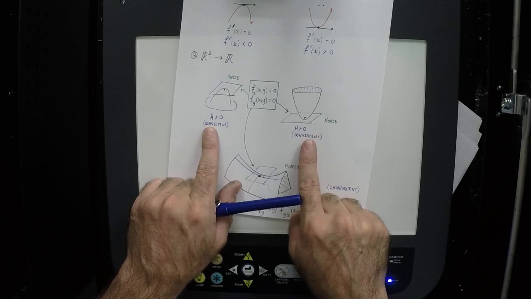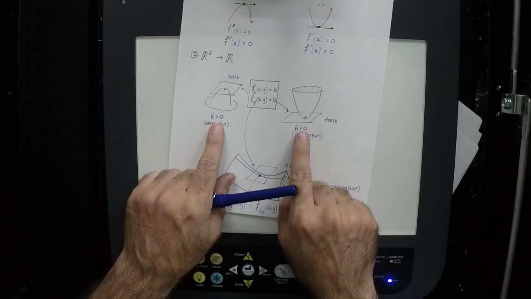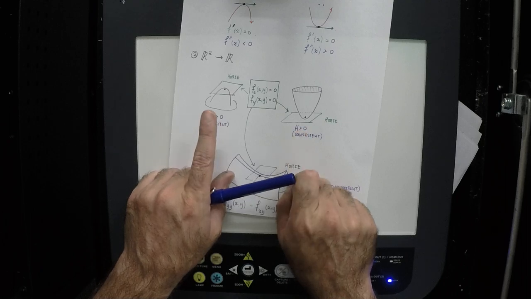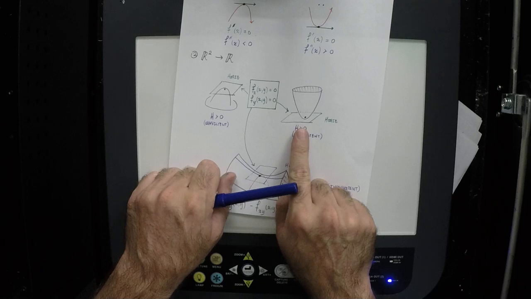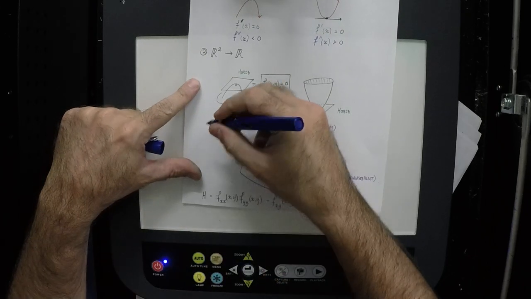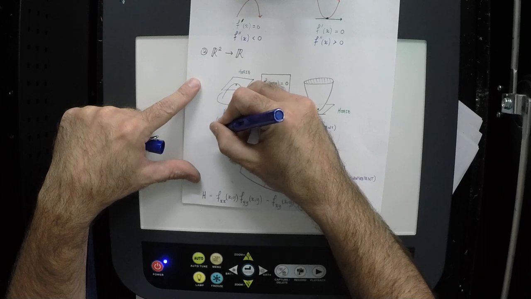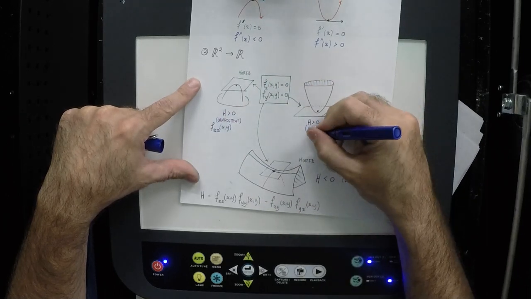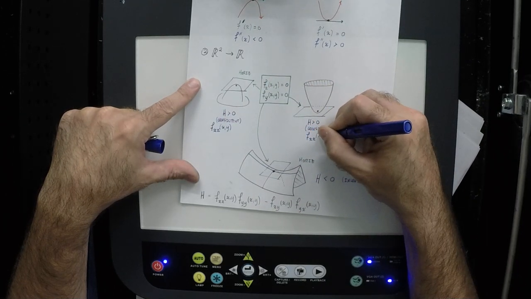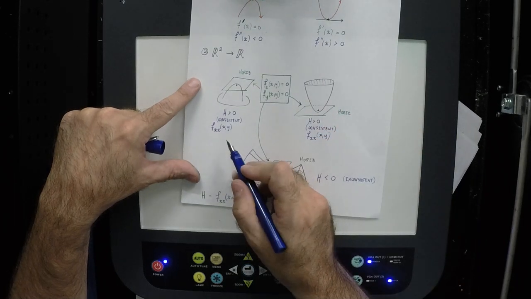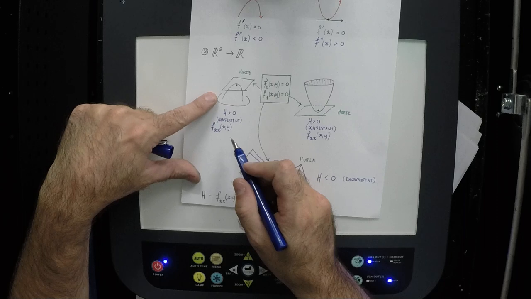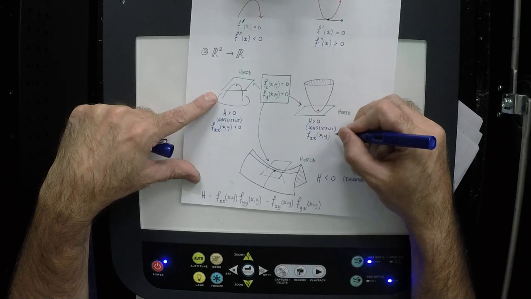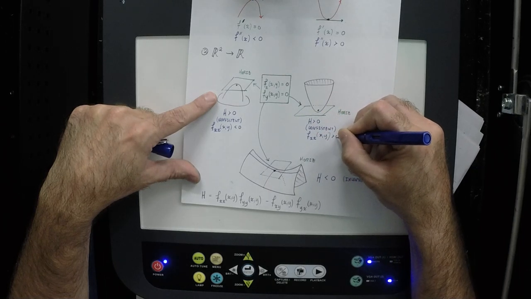Positive and negative what? Well, H is positive for both of these. It's positive for a max, it's positive for a min. Right. You pick one of the pure partials. So xx is something and xx is other something. So which one is which? So what must be true about xx for this one? Negative. And what must be true about xx for this one? Positive.